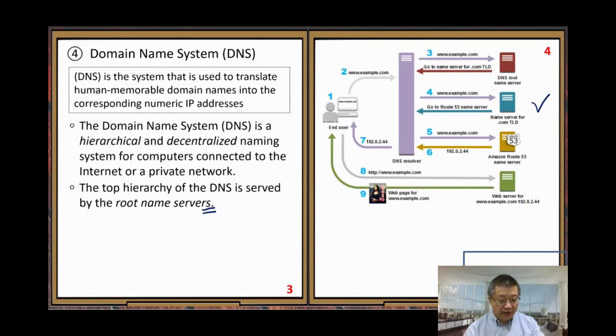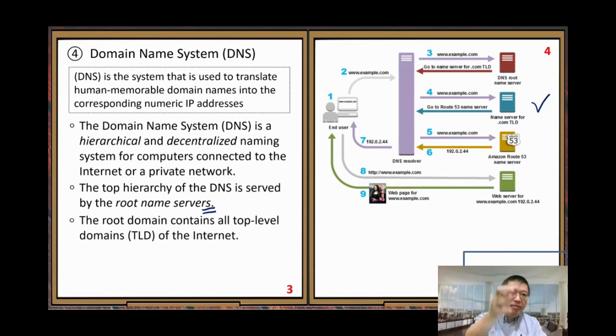The root contains all the top level domains, the TLDs of the internet. Because there is a large number of domain names, you have to use a multi-level hierarchy structure to organize them. Here we do not need to know the details. We just need the general information.